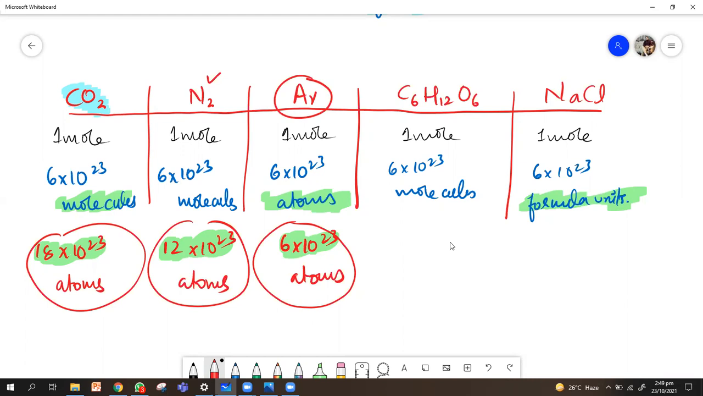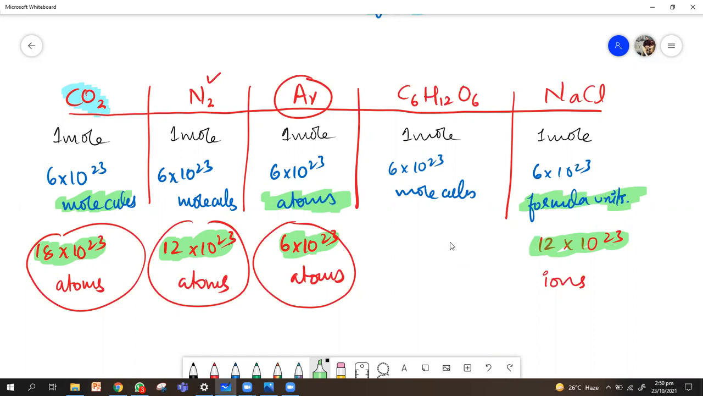NaCl has 6 × 10²³ formula units. Now, if someone asks you, one mole of NaCl has how many formula units? You say 6 × 10²³. Now how many ions do you see in one formula unit, class? I see 2 ions in one formula unit of NaCl. One of them is sodium and the other one is chloride. So that would be 12 × 10²³ ions. So if someone asks in front of you whether NaCl has 12 × 10²³ ions in one mole, do not get confused, because that's true. It has 12 × 10²³ ions. Its formula units are 6 × 10²³.